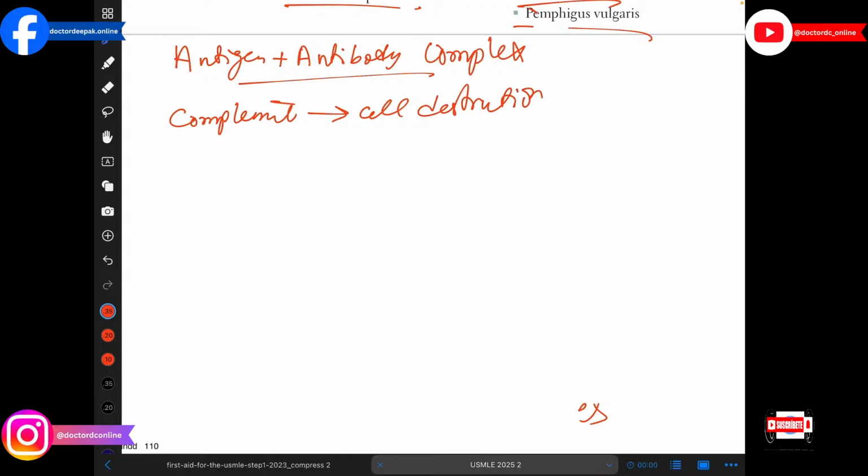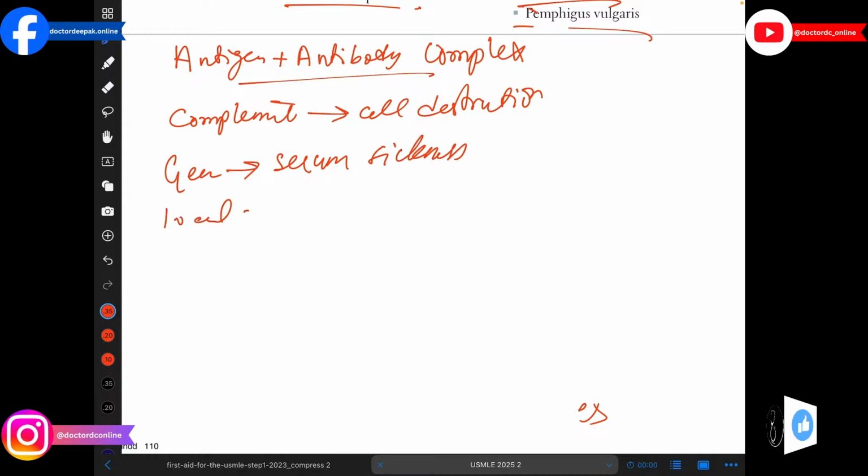Generalized, there will be serum sickness, and localized, it will be the Arthus reaction.